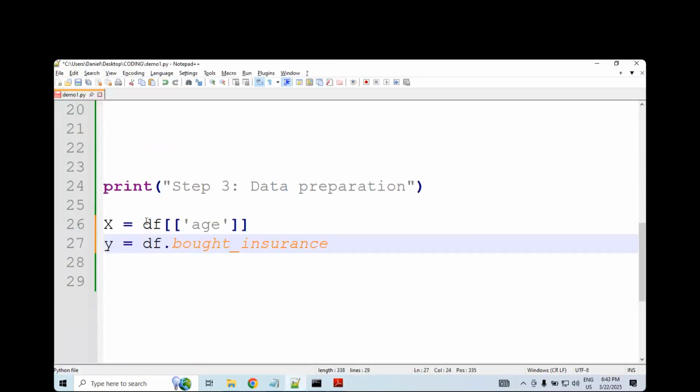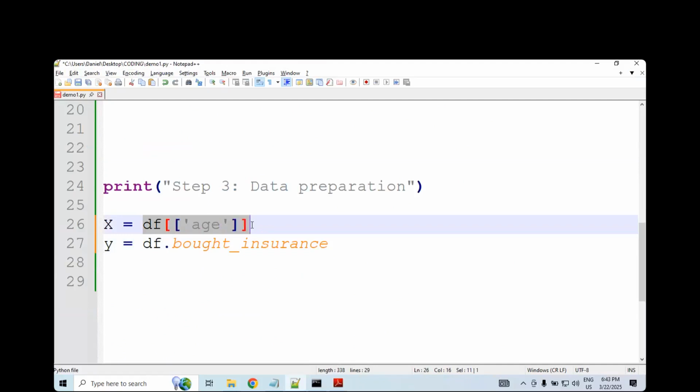Can I ask a question? The syntax indicates what? What is that? Very good. Single column data frame. What is that? Make a note on this one.